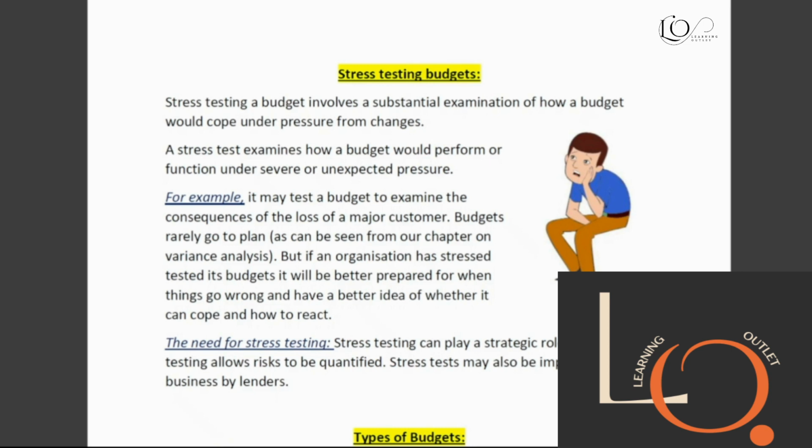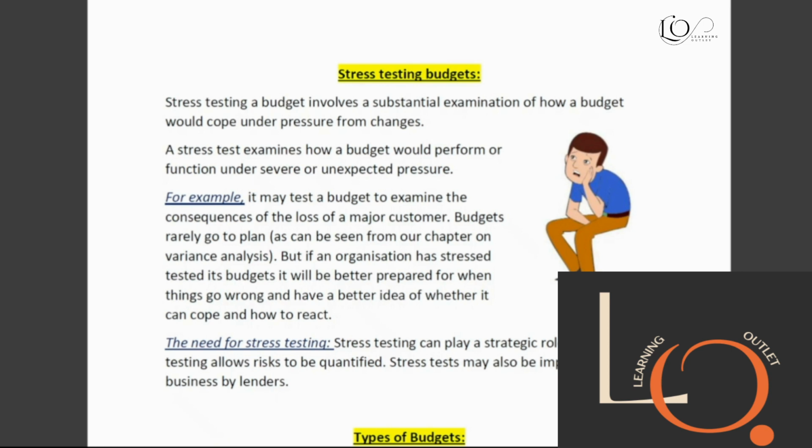For example, it may test the budget to examine the consequences of the loss of a major customer. Today he's buying from you, tomorrow he stops. There is a major dip in the economy. Anything can happen, right? So are we prepared for that? Will our budgets be able to cope?